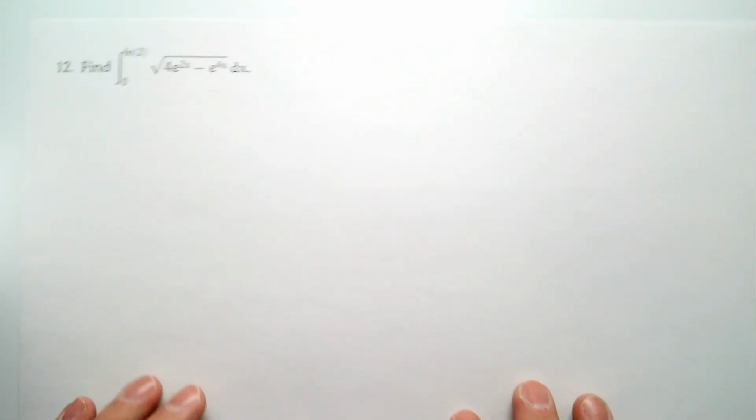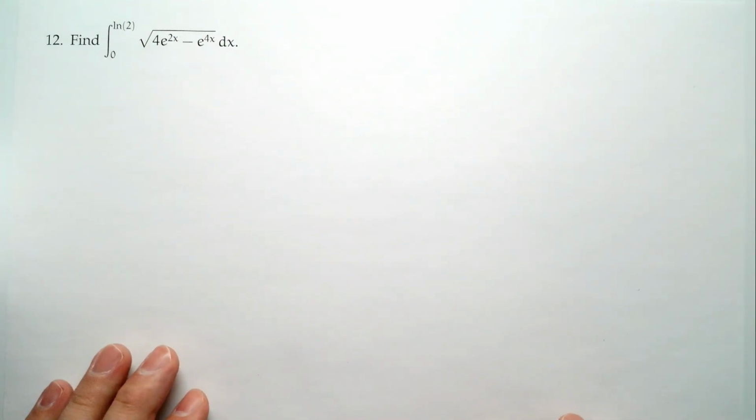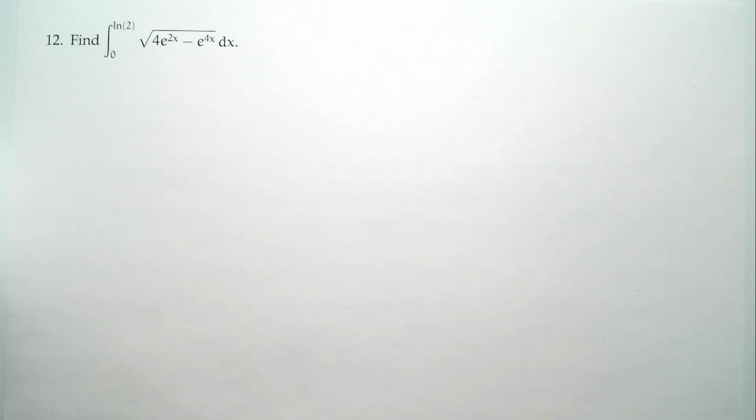Number 12. Find the integral from 0 to log of 2 of the square root of e to the 2x minus e to the 4x dx. Okay, now I'm going to preface this by stating this one is definitely at the upper end of how challenging it might be. But, you know, it's good to challenge yourself. We like a challenge. I mean, that's why we take calculus, to be sufficiently challenged. Not too much, not too little, just the right amount.